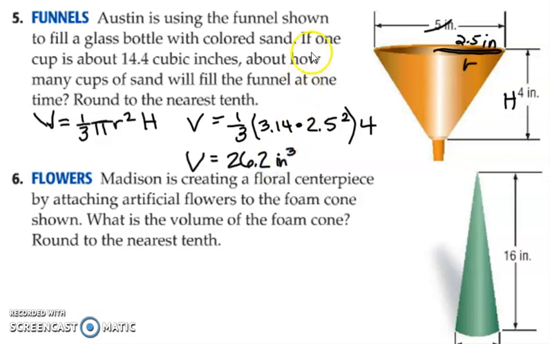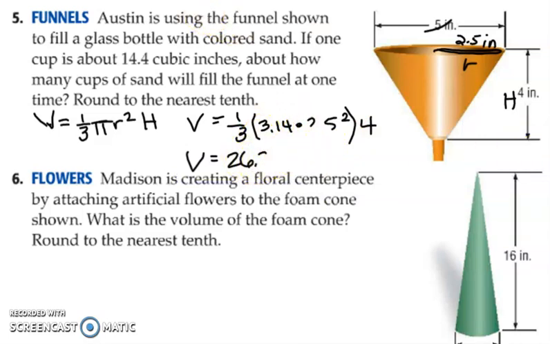I didn't read this one out loud for us. Let's see if I even got all the answer here, because I think we got to do something else. Asta is using a funnel shown to fill a glass bottle with colored sand. If one cup is about 14.4 cubic inches, how many cups of sand will it take to fill the funnel at one time? Round to the nearest tenth. So we're going to have to divide this by 14.4.